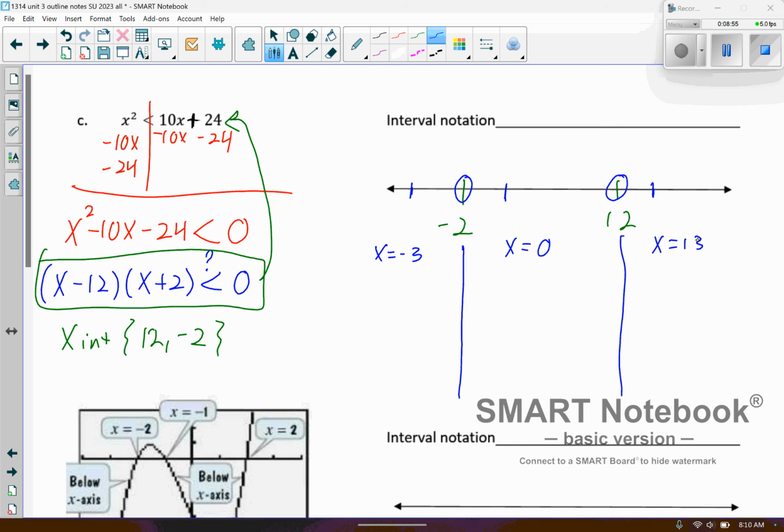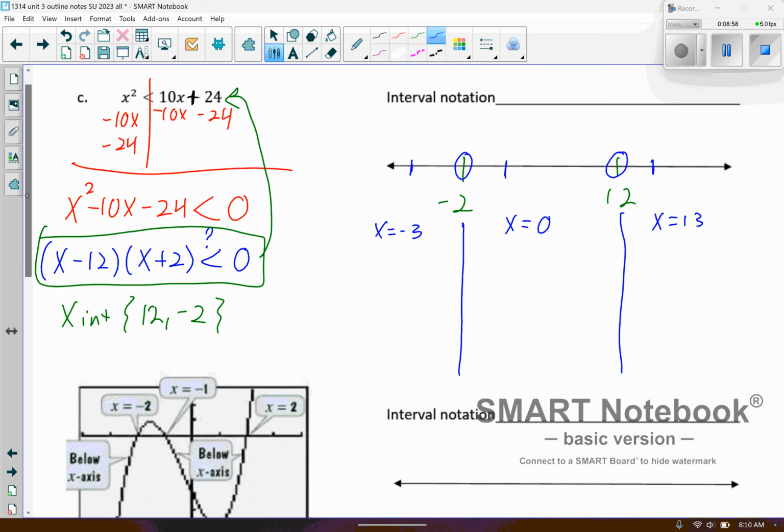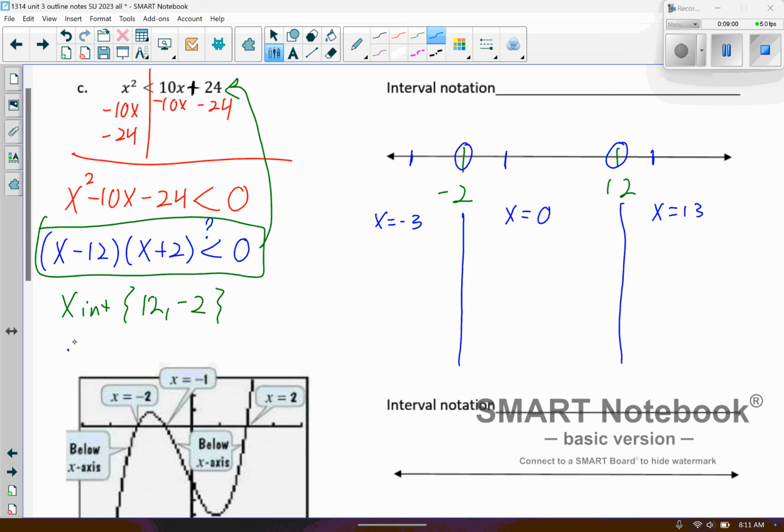Let's move this up a little bit. Once again, I'm probably going to run out of room, so I'm just going to plug it in and do the first step in my head. When I plug negative 3 into this inequality, negative 3 minus 12 would be negative 15. Then negative 3 plus 2 would be negative 1. Is that product less than 0? Well, when they get multiplied together, it's positive 15. 15 is not less than 0, so that is going to be false. So we don't want to shade that spot.